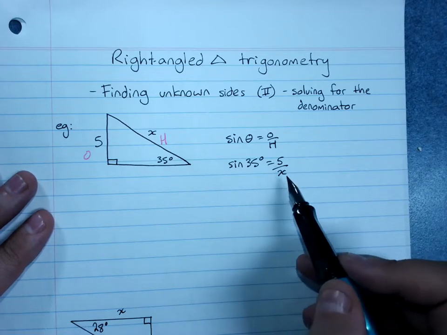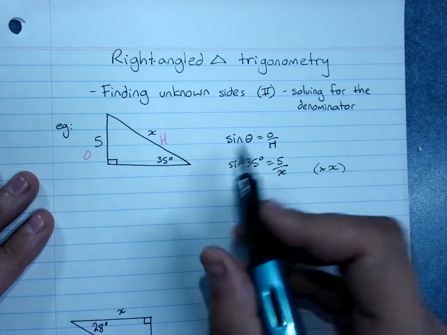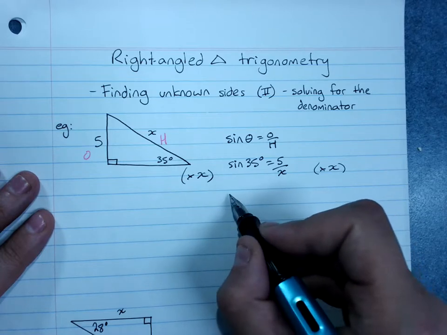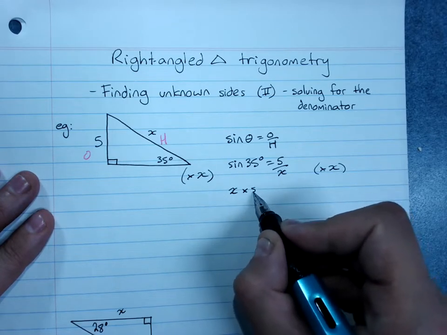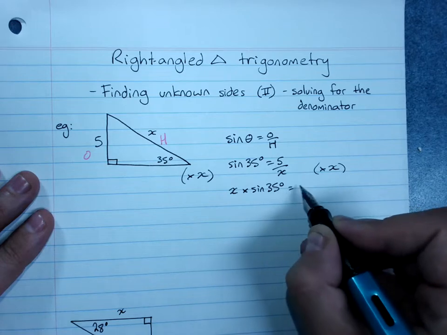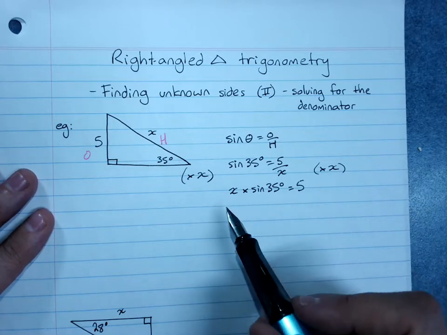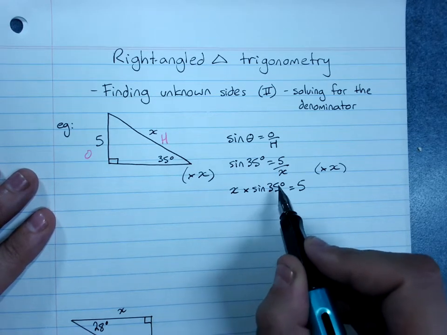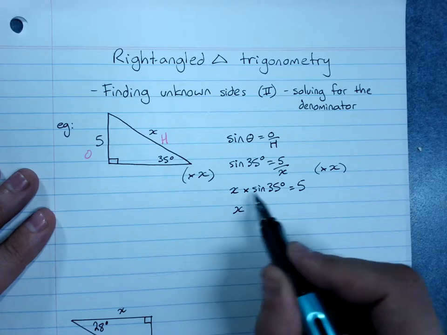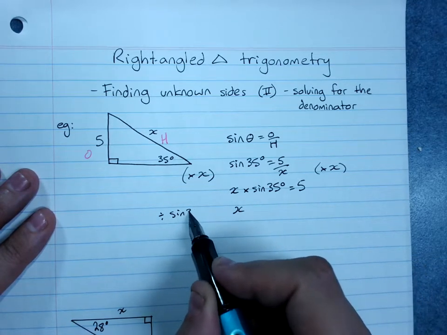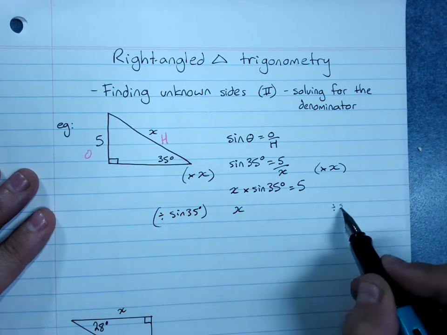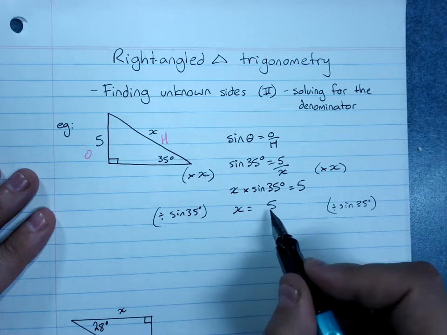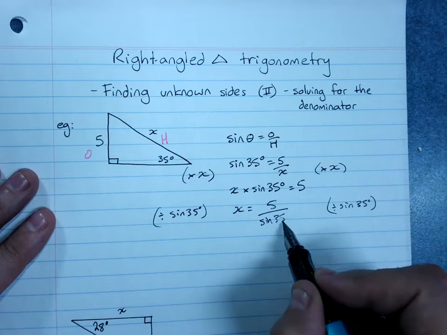So we've got 5 divided by x. To get rid of this divided by x, we have to multiply by x on both sides. And you wouldn't normally show this, I'm just putting a little reminder as to what we're doing. So that means we've got x times sine 35 degrees equals 5. Now I want x on its own. I've got x times sine 35 degrees, so I will need to divide both sides by sine 35 degrees. Again, we wouldn't show this in our working, to get x equals 5 divided by sine of 35 degrees.